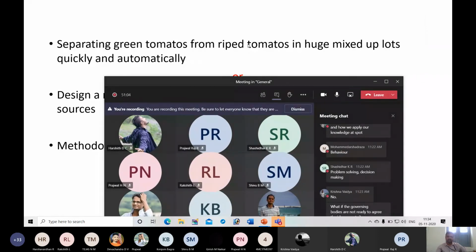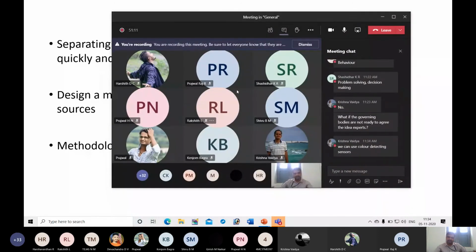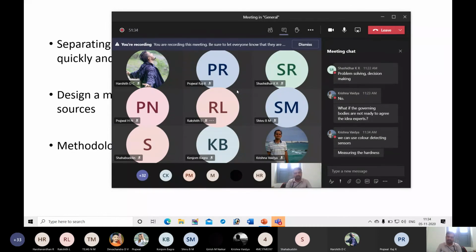Separating green tomatoes from ripe tomatoes in huge mixed lots quickly and automatically. This is the problem statement. We can use color detecting sensors. Any other possibility? Image sensors. Humidity sensors. Which type of sensors? Image sensor. Image recognition. Okay, that is also a good idea.